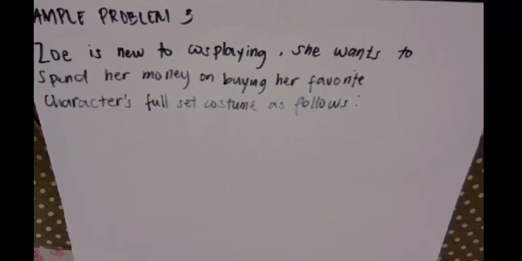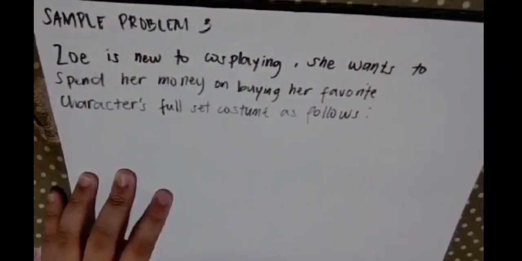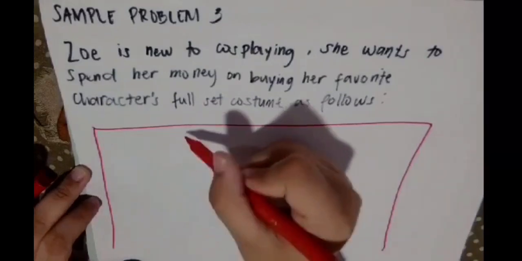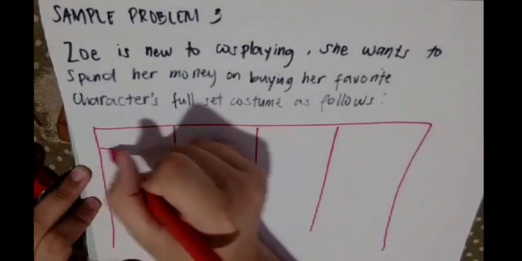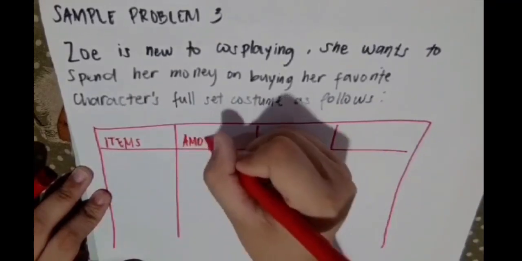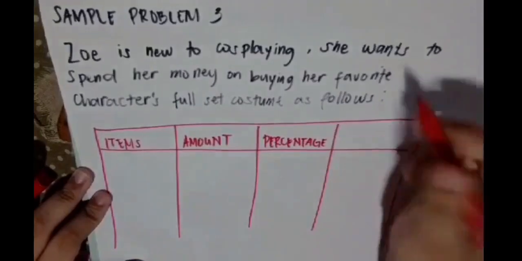Hello everyone, I'm Zara May Bacolod and I am here to show you how to solve sample problem number 3. So we're going to make a table. This part would be the items. This one will be the amount of your item. Next we have the percentage. And lastly we have the degree.